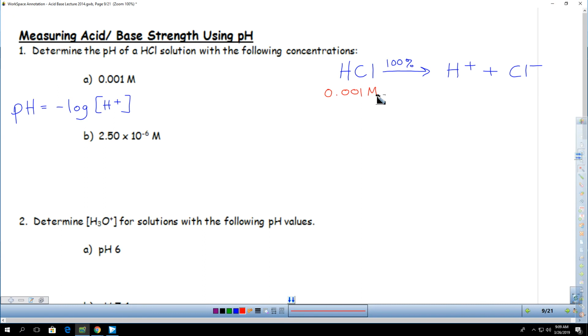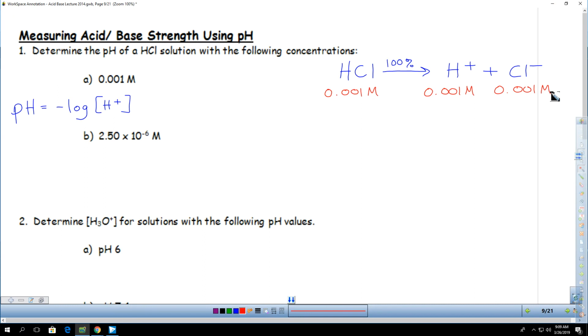But technically, to find pH, I want the opposite log of the hydrogen concentration. I want this guy right here. I want to know how much hydrogen will be in the solution. By knowing that it's strong and that it dissociates completely, I will get 0.001 moles of hydrogen and 0.001 moles of chlorine. It dissociates fully. Strong acid.